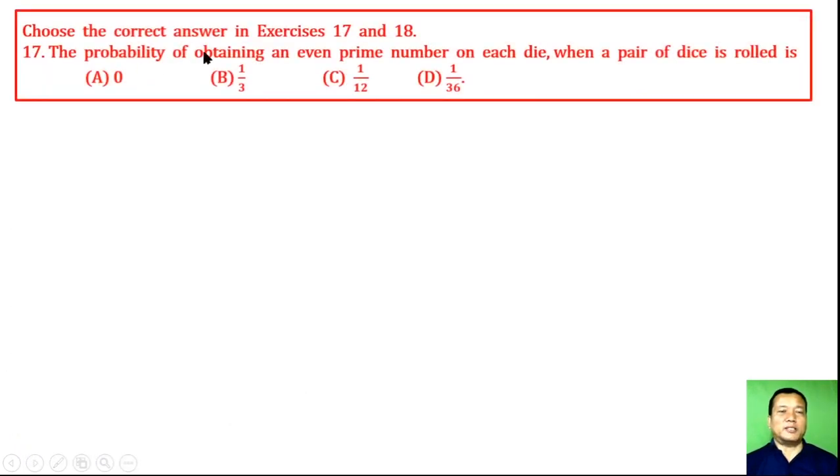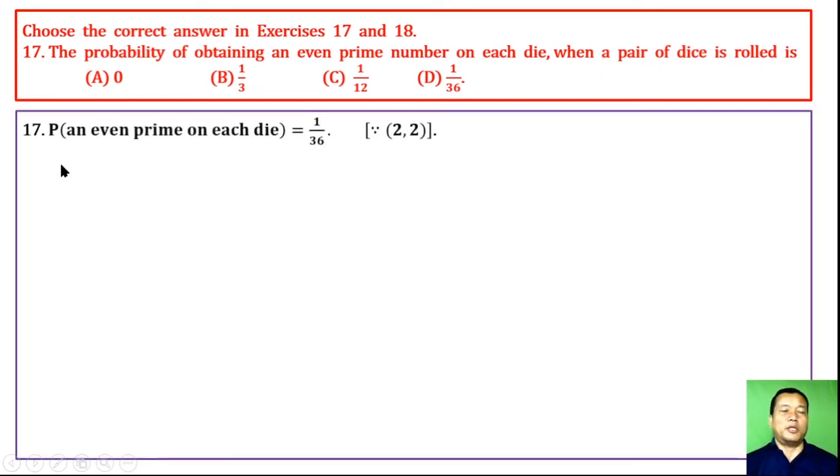Choose the correct answer in exercises 17 and 18. 17. The probability of obtaining an even prime number on each die when a pair of dice is rolled is. Probability of drawing an even prime on each die is 1 by 36. The even prime is 2, and there are 36 outcomes, out of which only one outcome has both dice even prime.